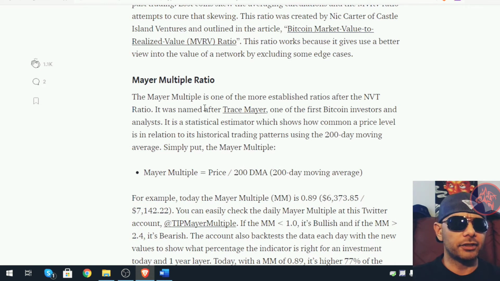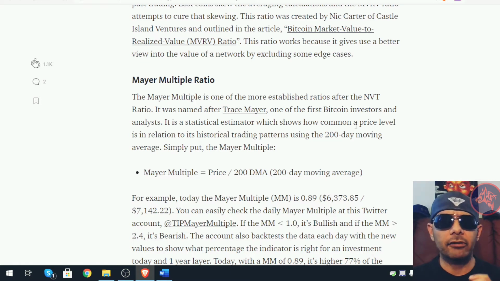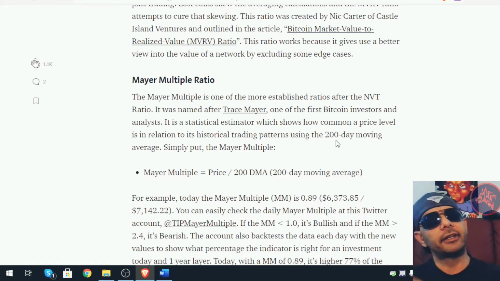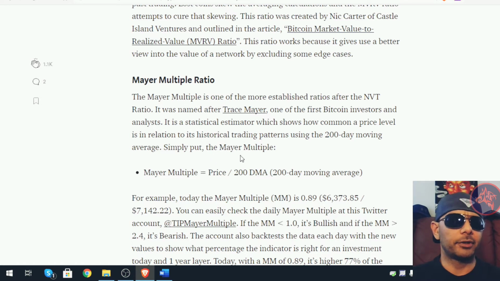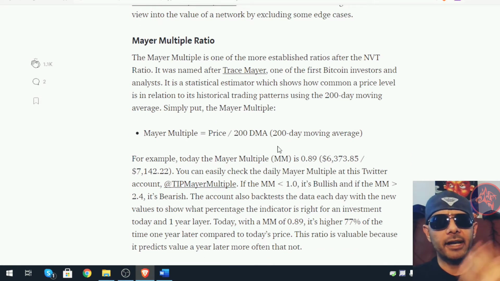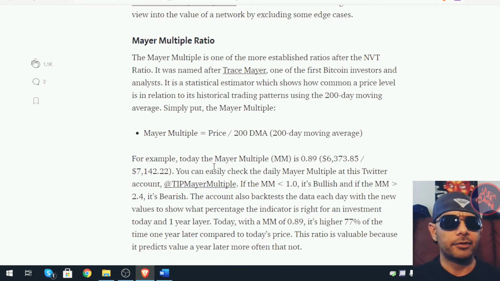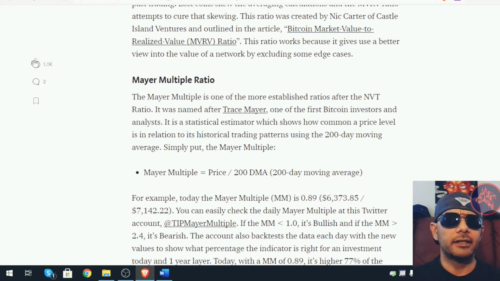The Mayer multiple ratio is one of the most established ratios after the NVT ratio. It was named after Trace Mayer, one of the first Bitcoin investors, and I'll show you his Twitter page here. It is a statistical estimator which shows how common a price level is in relation to its historical trading patterns using the 200-day average. Simply put, the Mayer multiple is price divided by a 200-day moving average. Very simple. He has his own Twitter page, which is right here.